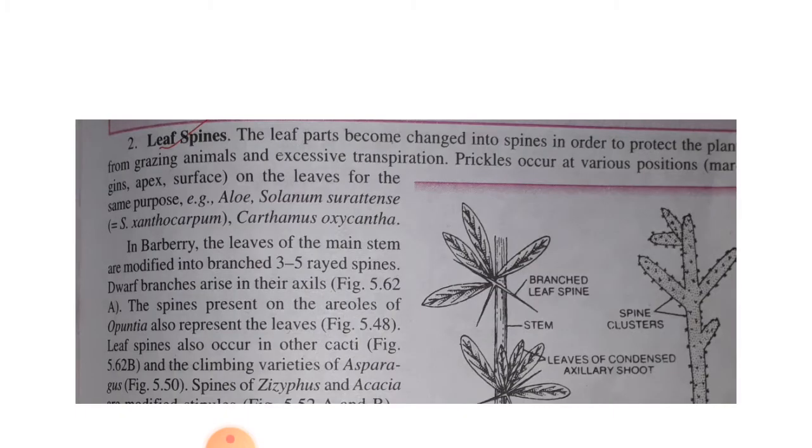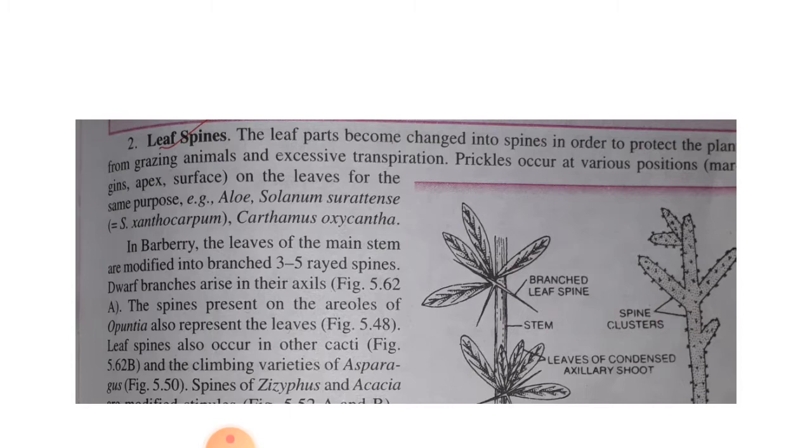Second is leaf spines. The leaf or leaf parts become changed into spines in order to protect the plant from grazing animals and excessive transpiration. Their main function is to reduce the transpiration loss of water through the leaves. It is usually observed in desert or dry condition plants. These spines reduce transpiration and also protect the plant from grazing animals.